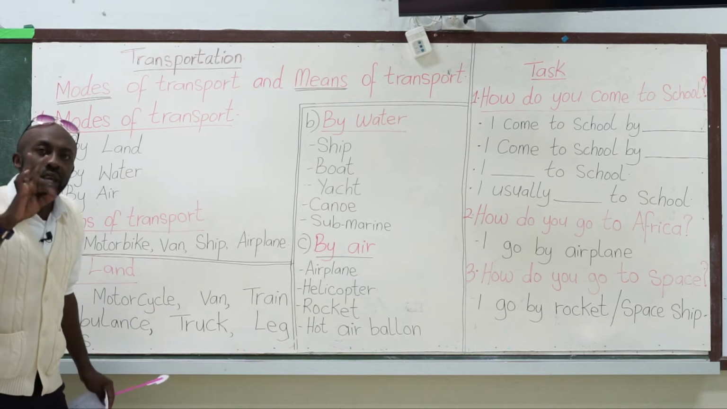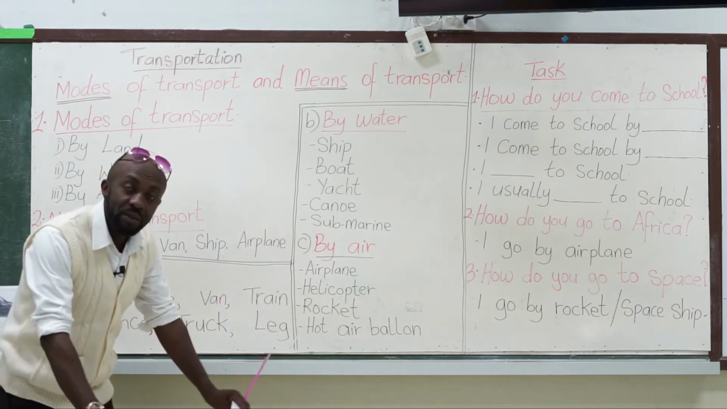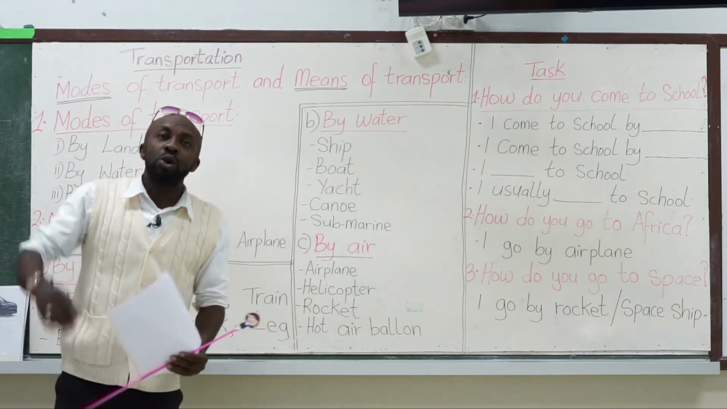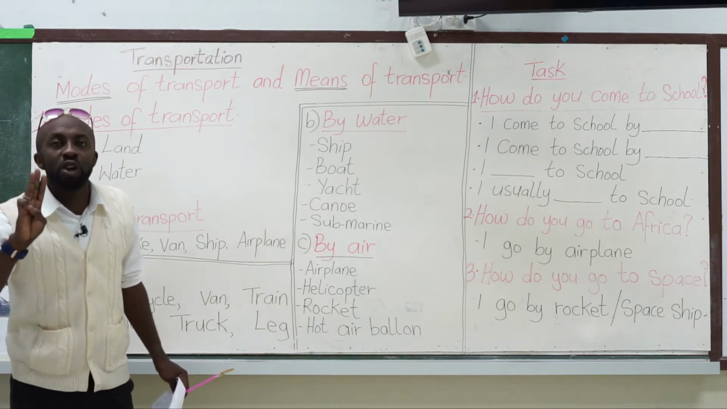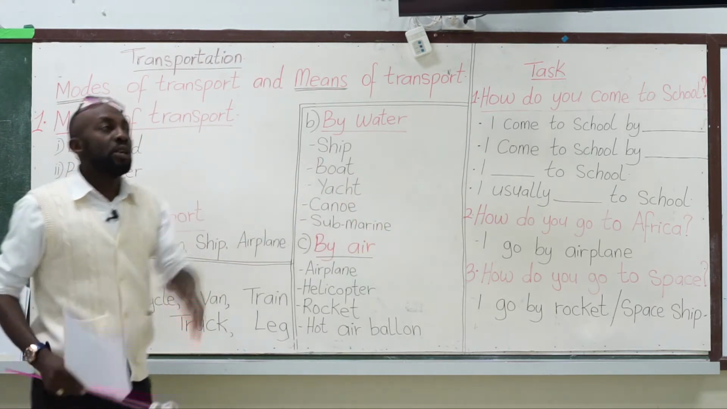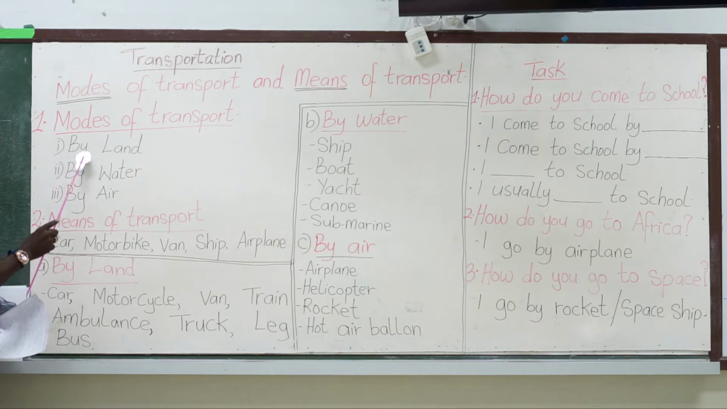We have three main modes of transport. Either by land, or by water, or by air. So those are the three modes of transport: land, water, and air. So land, water, air are the three modes of transport. Do you understand?